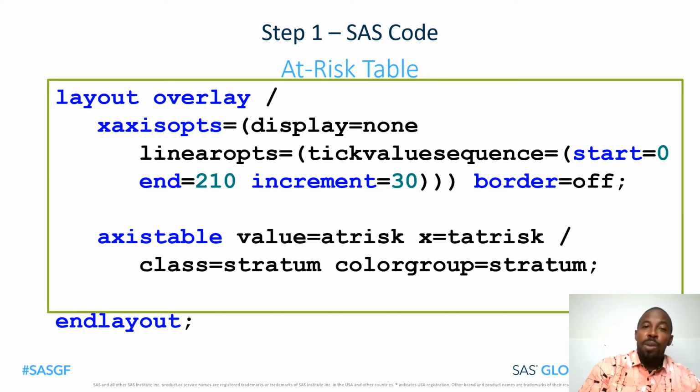Essentially, to produce this graph, we've used a layout lattice with two rows. So that is a layout lattice with two layout overlay statements. As mentioned earlier, the first layout overlay contained the series plot, scatter plot, and discrete legend statements, and the second layout overlay contained the axis table statement.